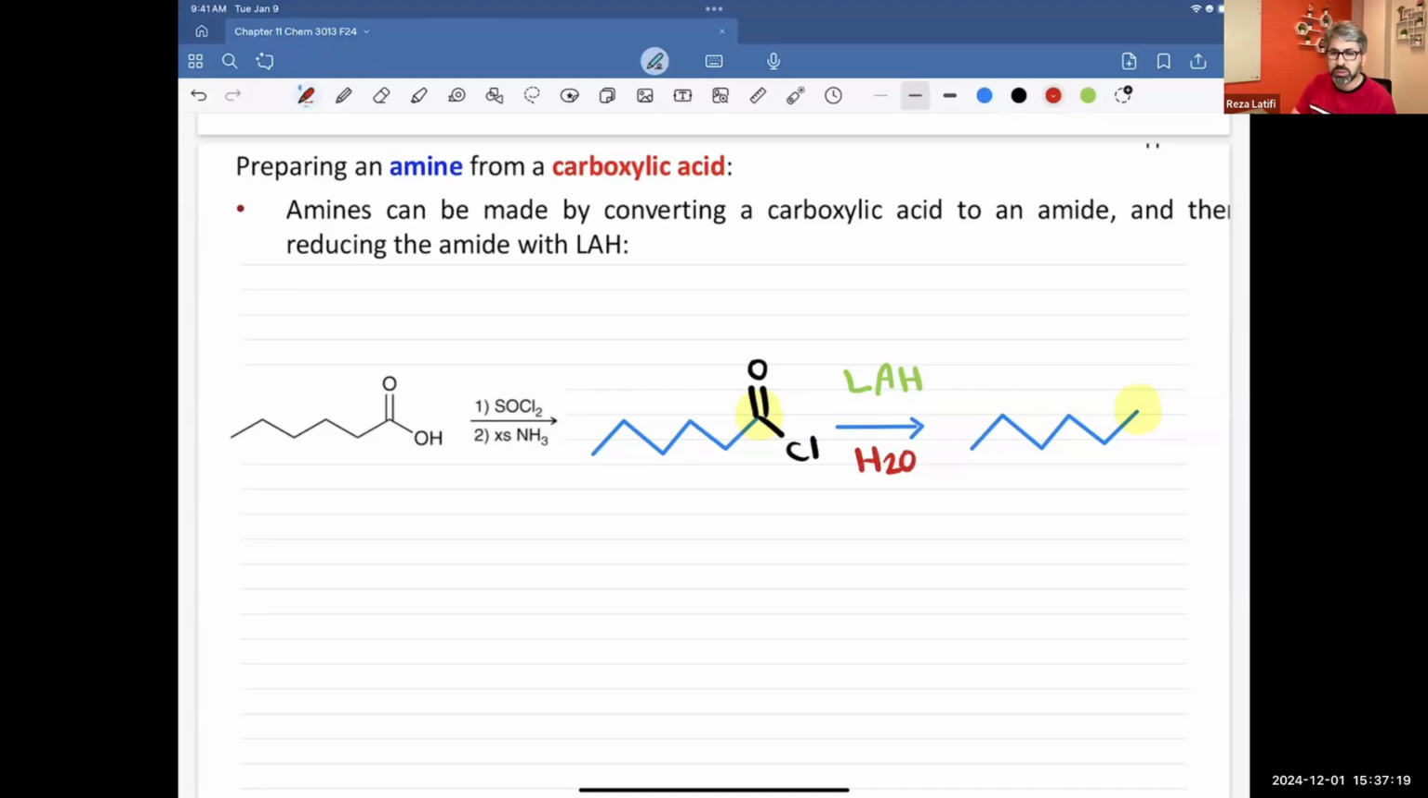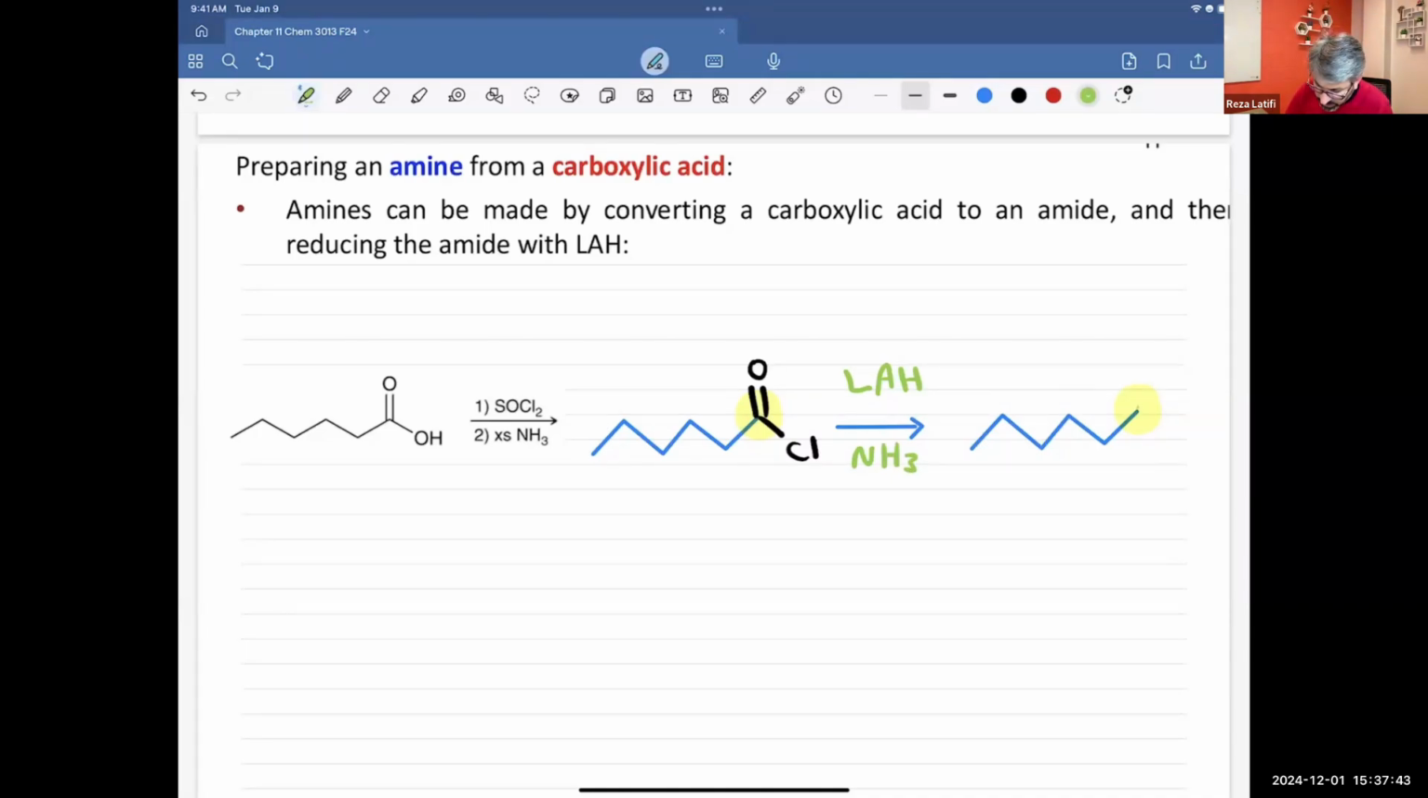If we run such an experiment with excess lithium aluminum hydride, the carbonyl group will be gone, and also the chloride. And this one is going to give us, forgive me, instead of this one, I should say NH3. Okay, NH3. In that case, we will get this.